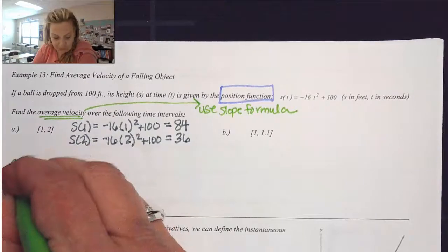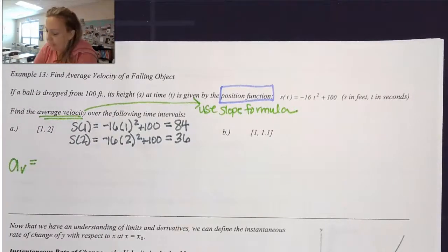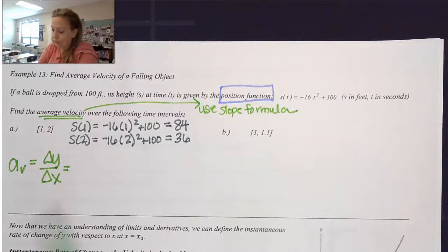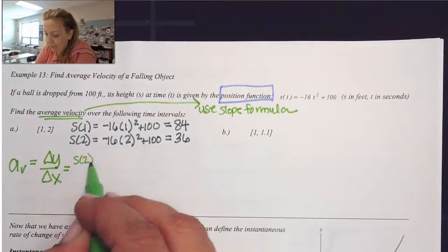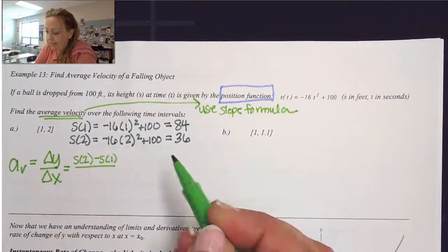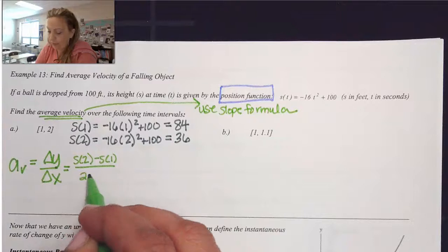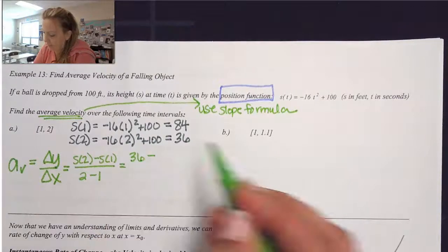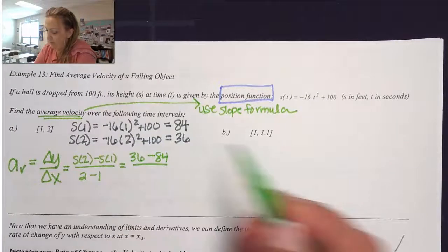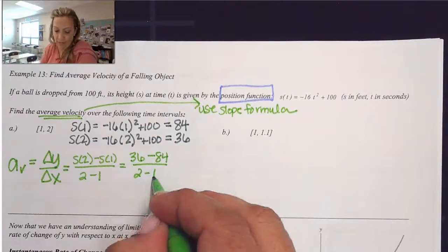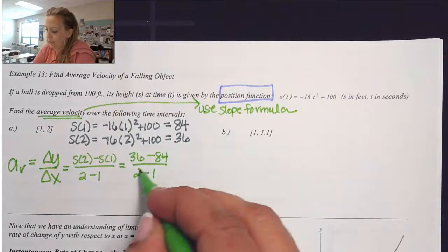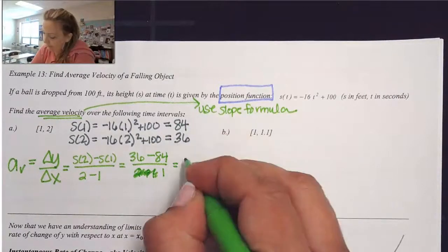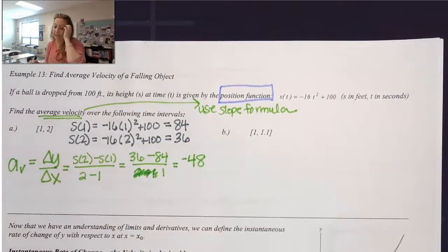And so the average velocity, I'll just mark it as a sub v, is again going to be our change in y over the change in x. Our change in y is going to be s sub 2 minus s sub 1, and our change in x is going to be 2 minus 1. My s sub 2 was 36, my s sub 1 was 84, and our x values were 2 and 1. So 2 minus 1 is just 1. And 36 minus 84 gives me negative 48 over 1, so negative 48.